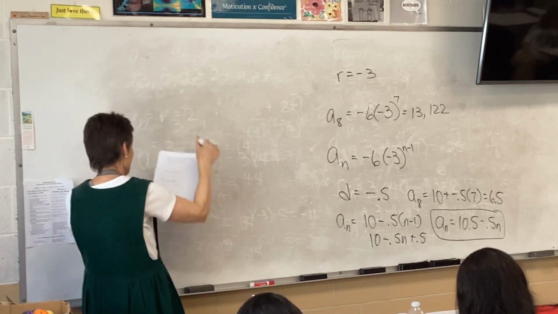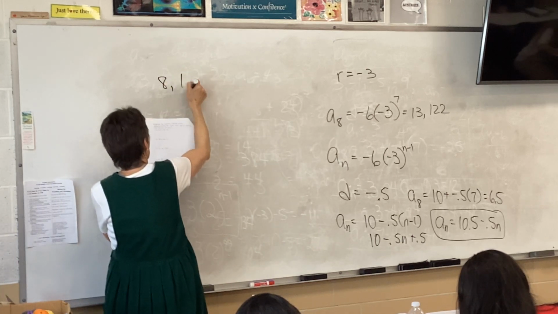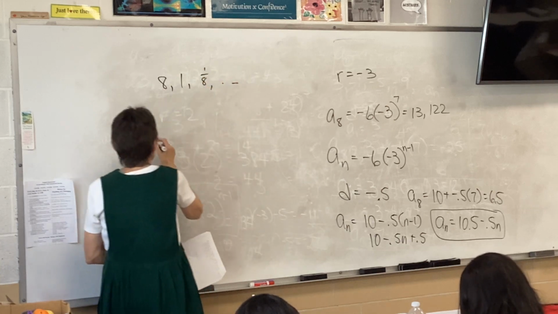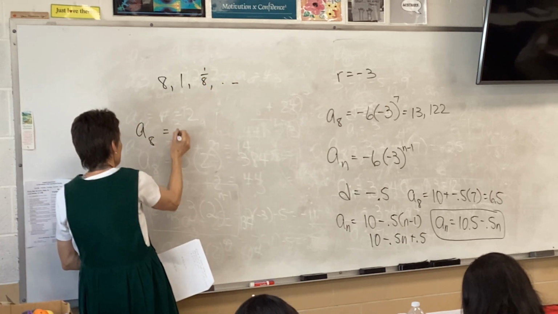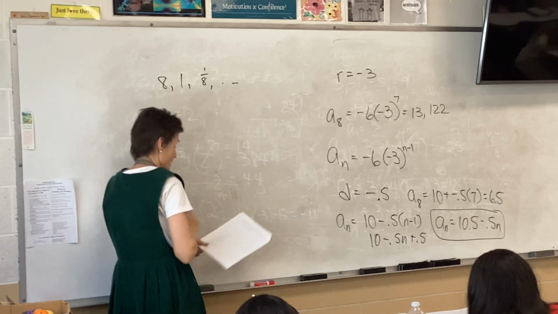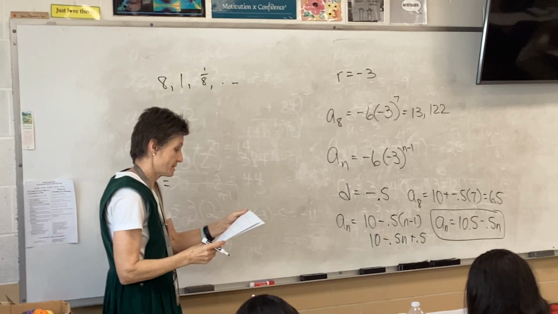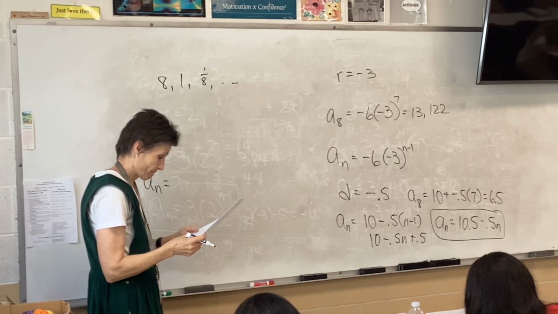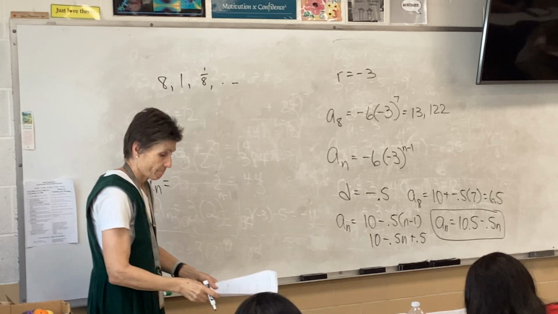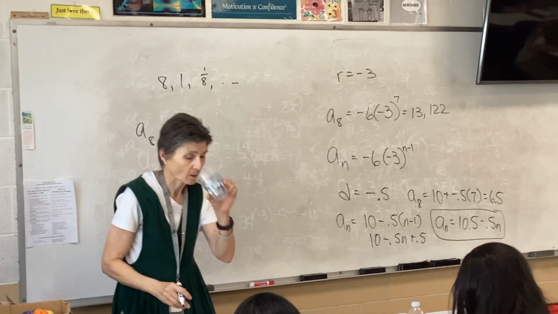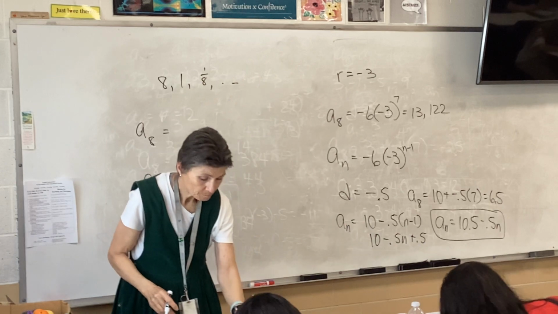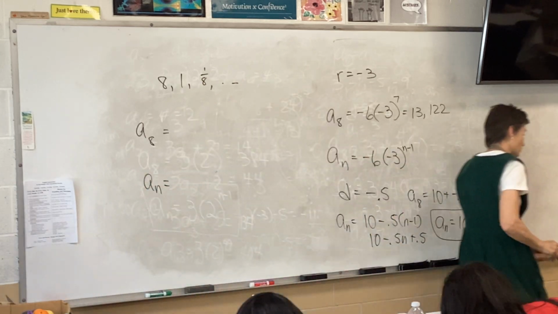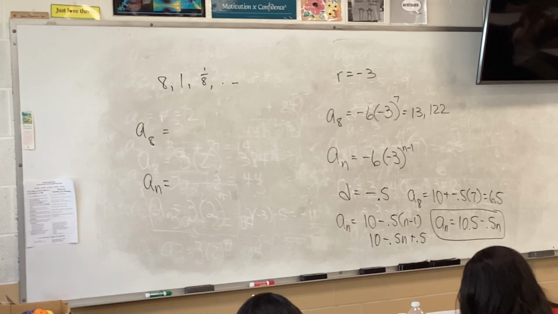All right, you and your partner do the last one. So you're going to find the 8th term, and you're going to find the formula for the nth term for this sequence. By the way, the first thing you have to do is figure out what's going on. Is this guy arithmetic or geometric? Geometric.